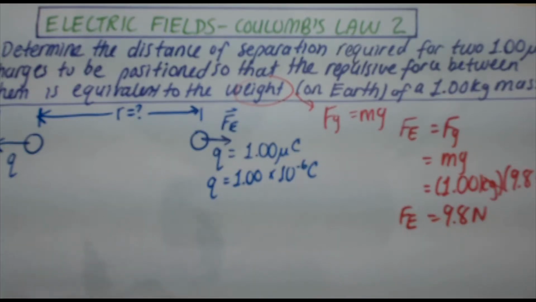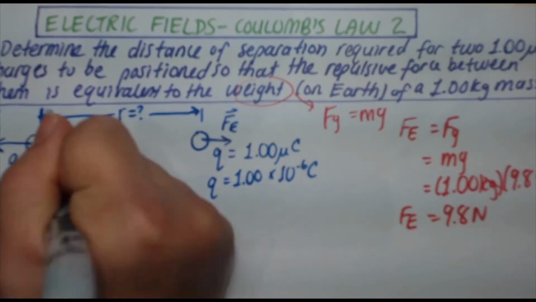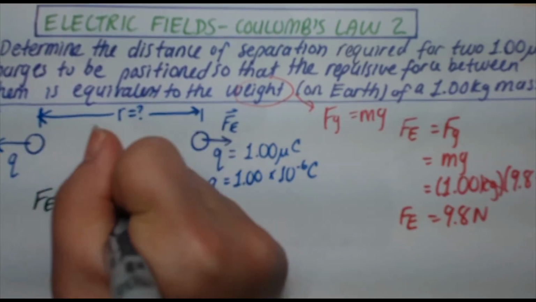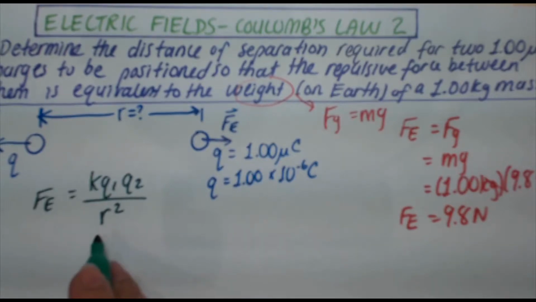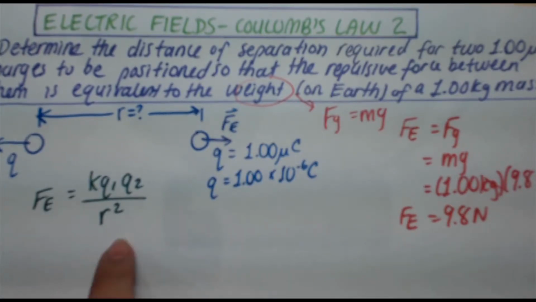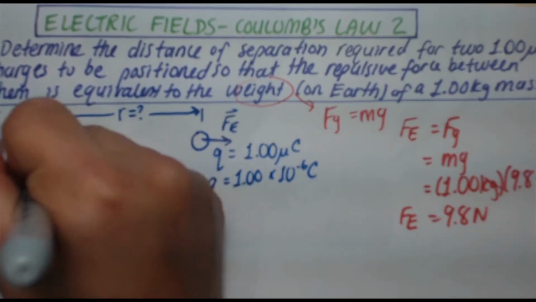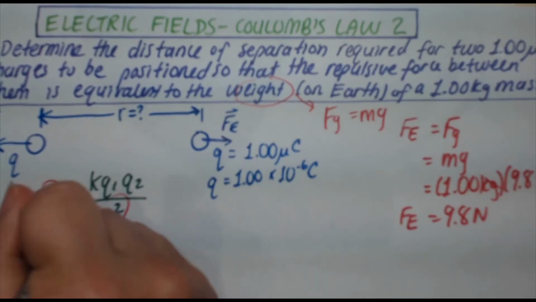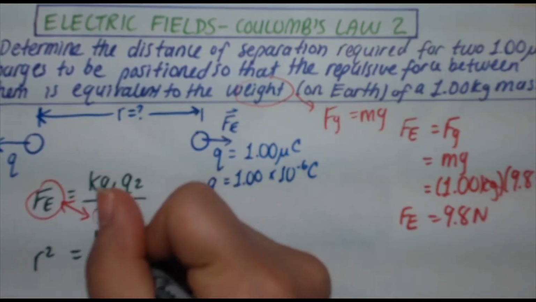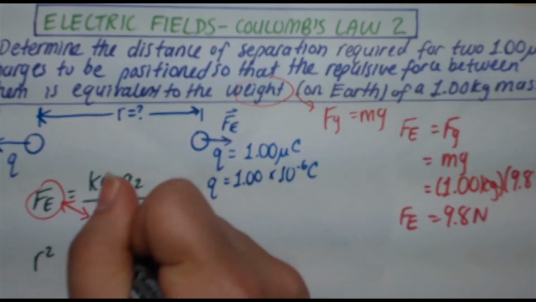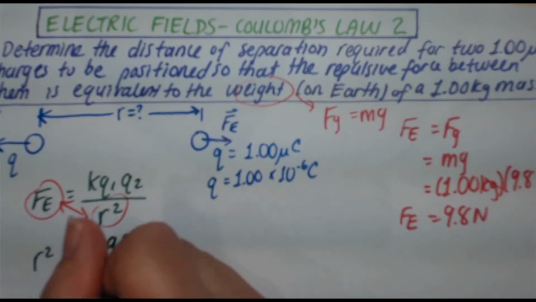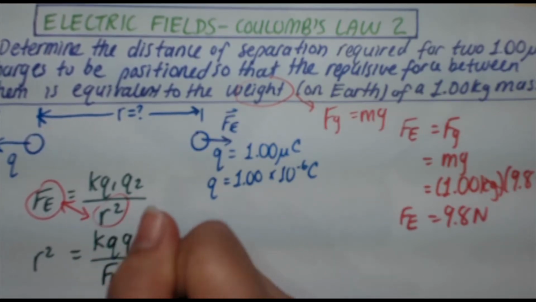Okay, so the electric force formula is given by Coulomb's law. Fe is equal to K Q1 Q2 over R squared. Now I'm looking for R, so essentially I need to multiply both sides by R squared and divide both sides by Fe. Or if you want to look at it another way, Fe and R squared are going to switch places. So you're going to get R squared is equal to K Q Q, and notice I've already said that Q1 is Q and Q2 is Q, the same magnitude, divided by Fe.